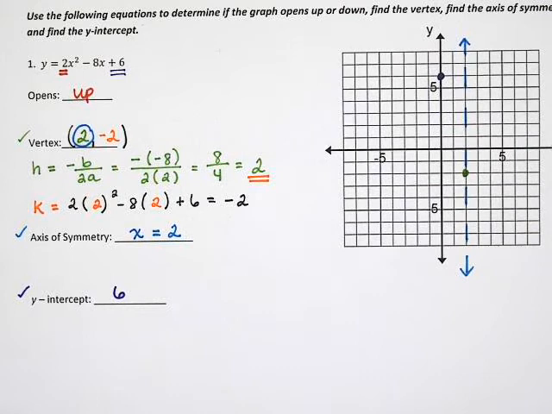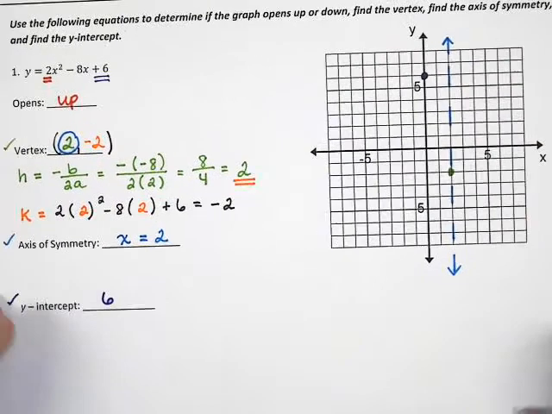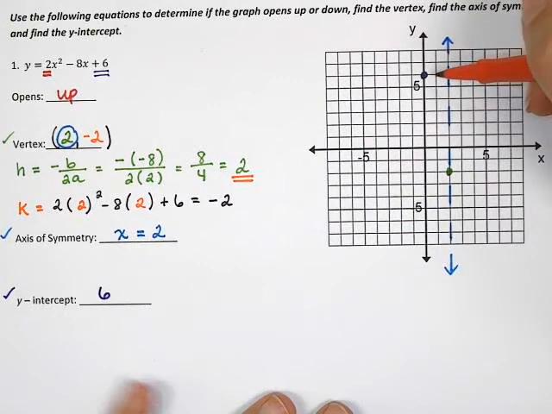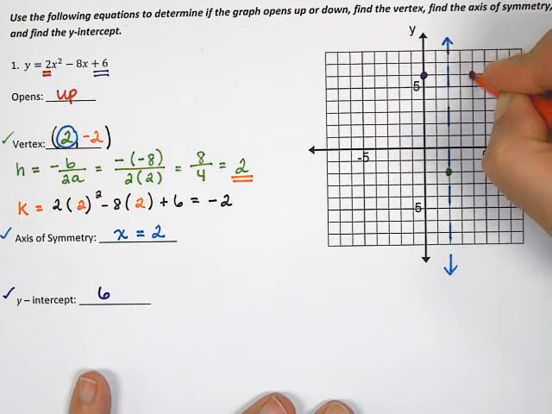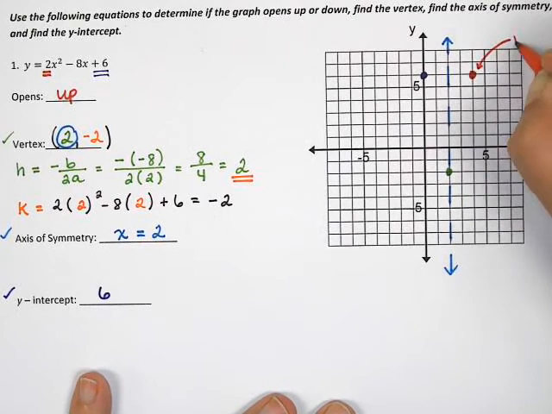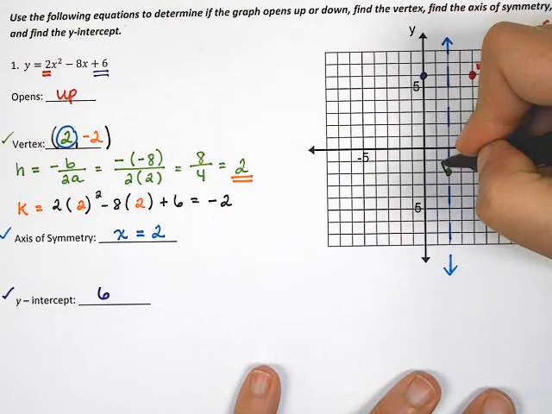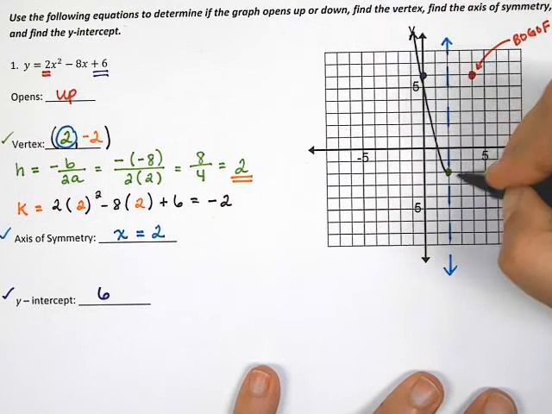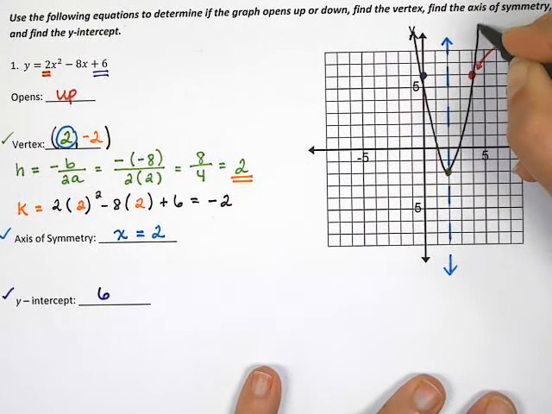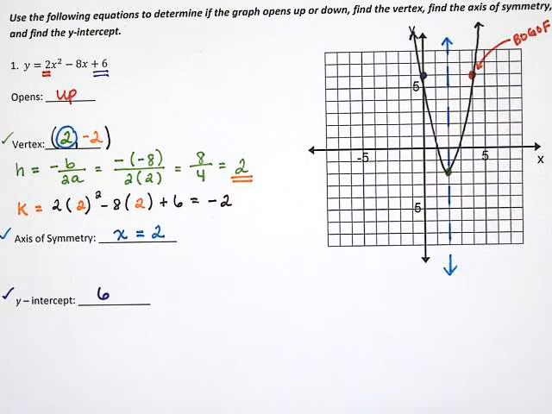So now I'm going to do the buy one, get one free, which is the same thing I did last time. Because our graph is symmetric and because we know that there's a point that's 2 spaces to the left of the axis of symmetry, we can also say that there's going to be another point that is 2 spaces to the right of the axis of symmetry. Finally, I'm just going to draw my parabola. And that's my graph.